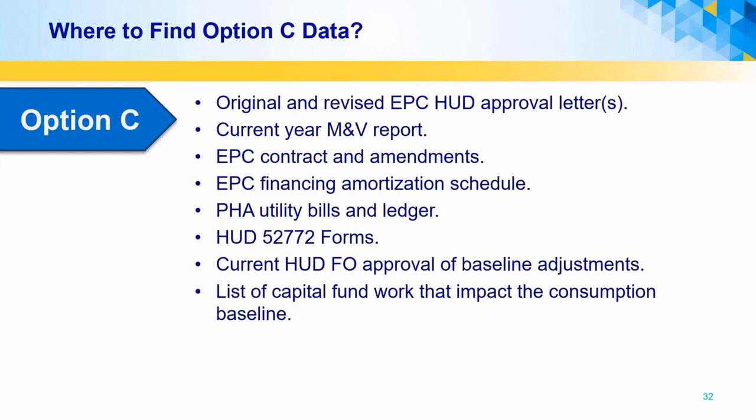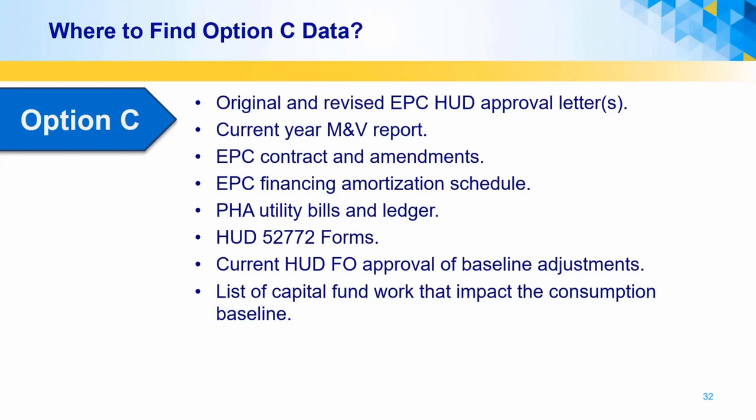PHAs are also required to document capital fund work that impacts any consumption baselines. When conducting an option C savings analysis, some steps needed include reviewing any project-related sites for baseline adjustments and making sure that you are using correct HUD-approved utility rates for the savings calculations.